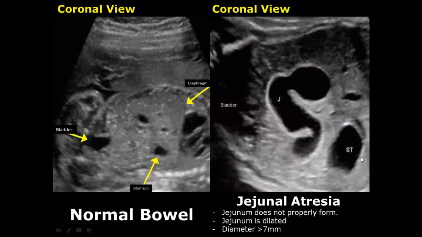Here we have another image of jejunal atresia. You can see a dilated jejunum. The diameter will exceed 7 millimeters.